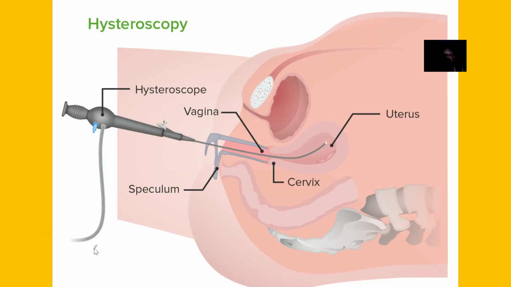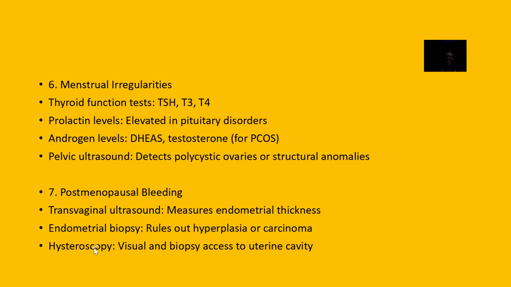Okay, so this is hysteroscopy. You are trying to visualize the uterus. Okay, I can even use it to do some one or two surgeries. Okay, then menstrual irregularities, I'll check out for thyroid hormones, prolactin. That's a hormone that is basically inducing breast milk production. I'll check out for androgen levels, pelvic ultrasound. Then postmenopausal bleeding, transvaginal ultrasound, endometrial biopsy, then hysteroscopy.